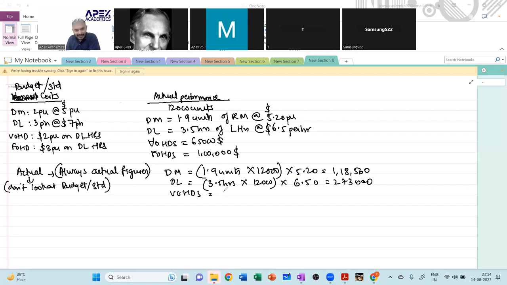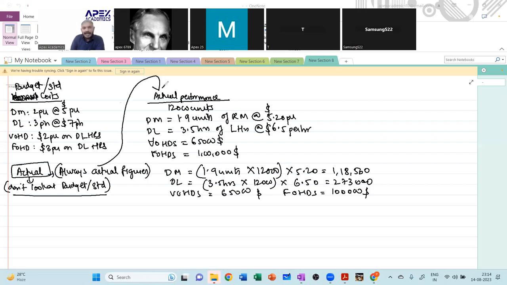Variable overheads are actually what you are incurring, 65,000, and your fixed overheads are actually what you have incurred, $1 lakh. That's your situation. What is this? This is actual. Did you look at budget or standard? Tell me, yes or no? No, you are not going to look at the budget or standard. You are only going to refer to actual performance. Now under normal, please pay attention to what will happen.